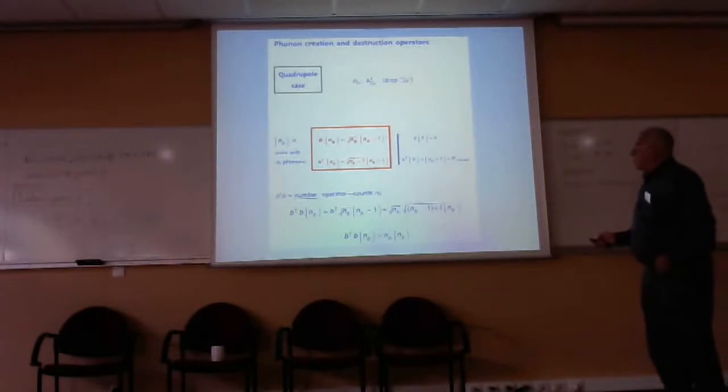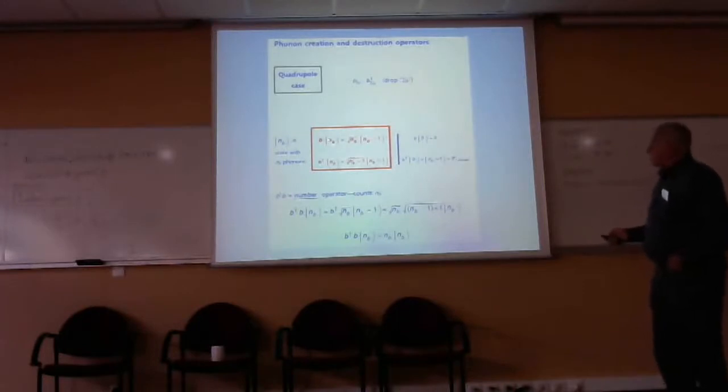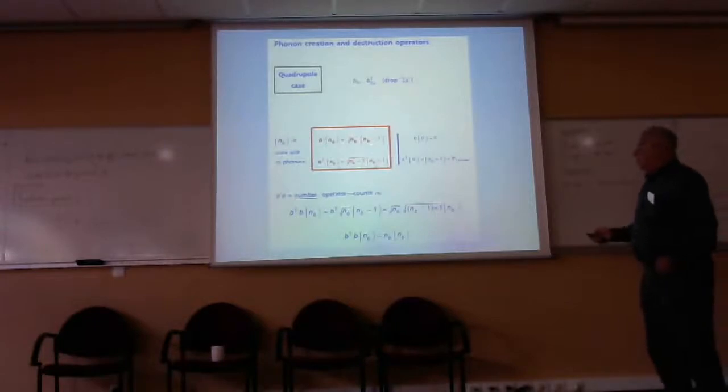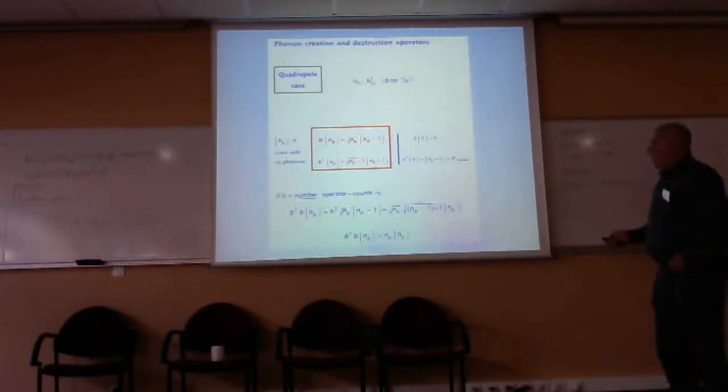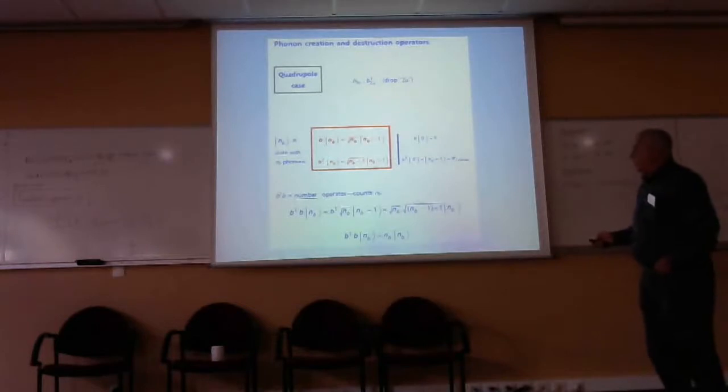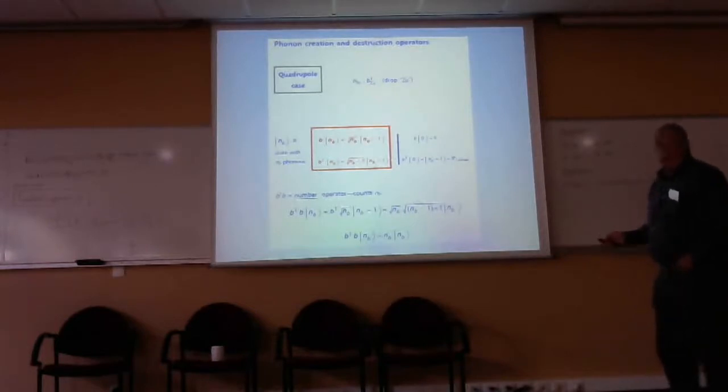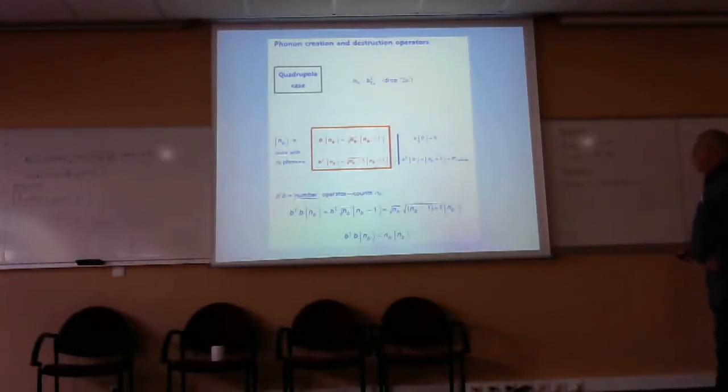Okay, so a destruction operator acting on a state with n sub b phonons of type B gives you a state with 1 fewer phonon, because it destroys 1, and some number, square root of n_b. Creation operator acting on that same state gives you a state with 1 more phonon and another square root. Okay?